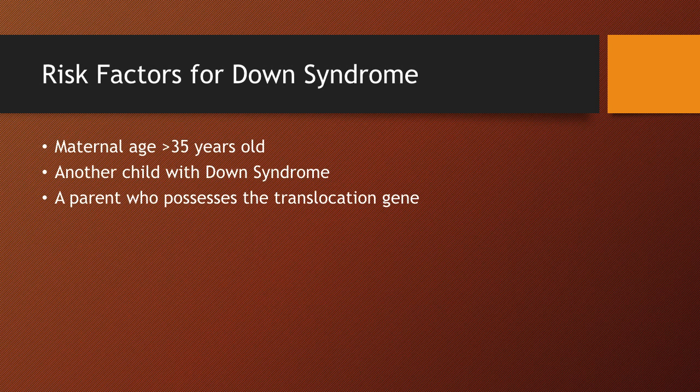Some risk factors for Down syndrome include the maternal age over 35 years old, another child with Down syndrome, or a parent who possesses the translocation gene.